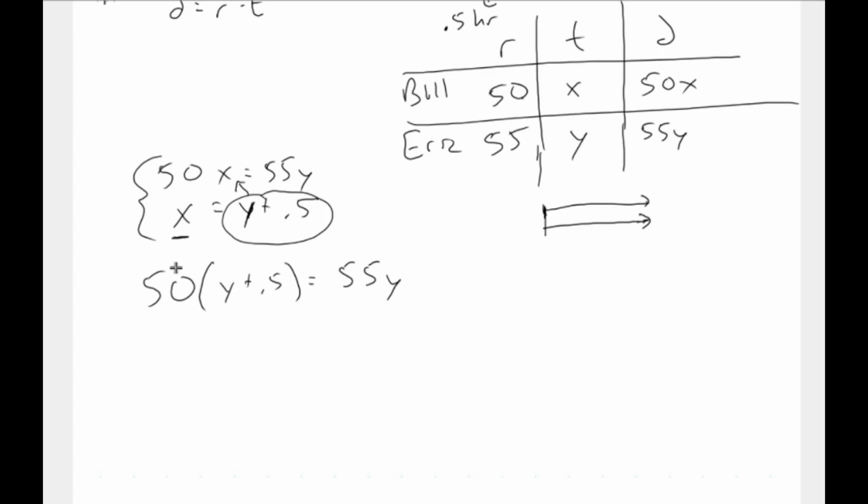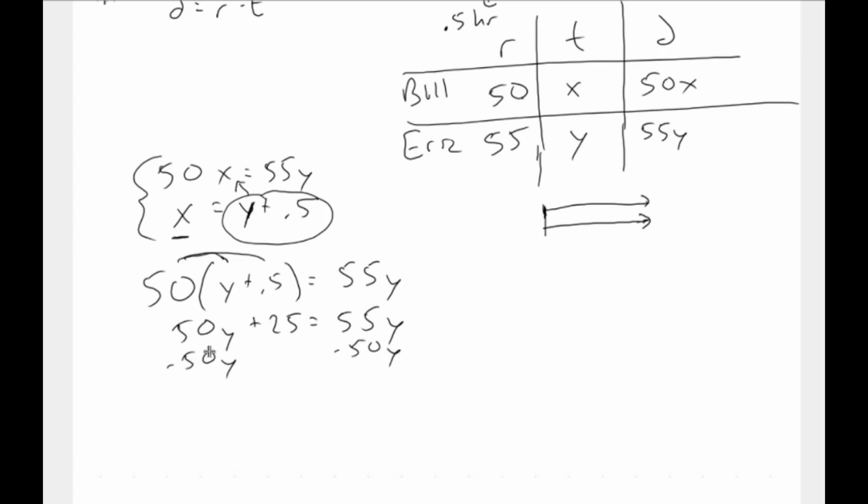Alright, well, this equation I can solve. Notice there's only y's in here. This is the whole point of these substitution and elimination methods. It's to figure out how to combine these two equations into one, such that you only have one variable. So distributing my 50 through here, I get 50y plus 25 equals 55y. It looks like I'll subtract 50y from both sides.